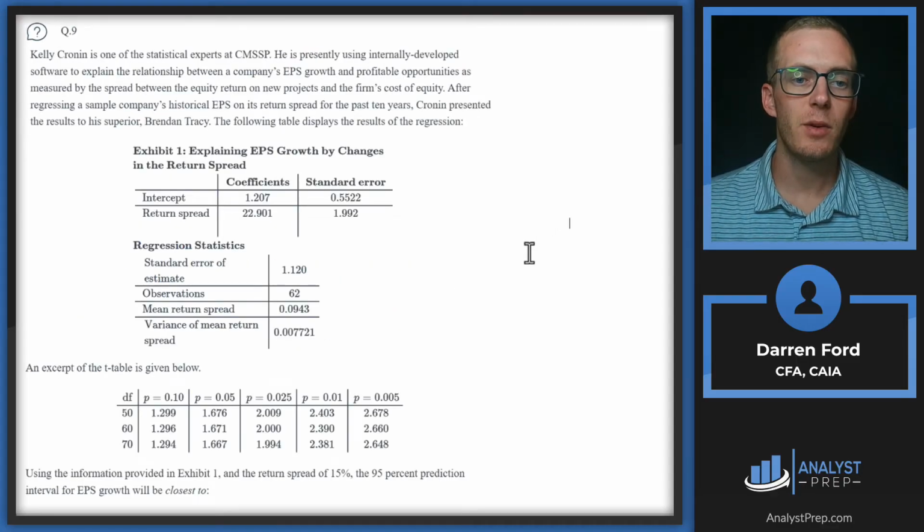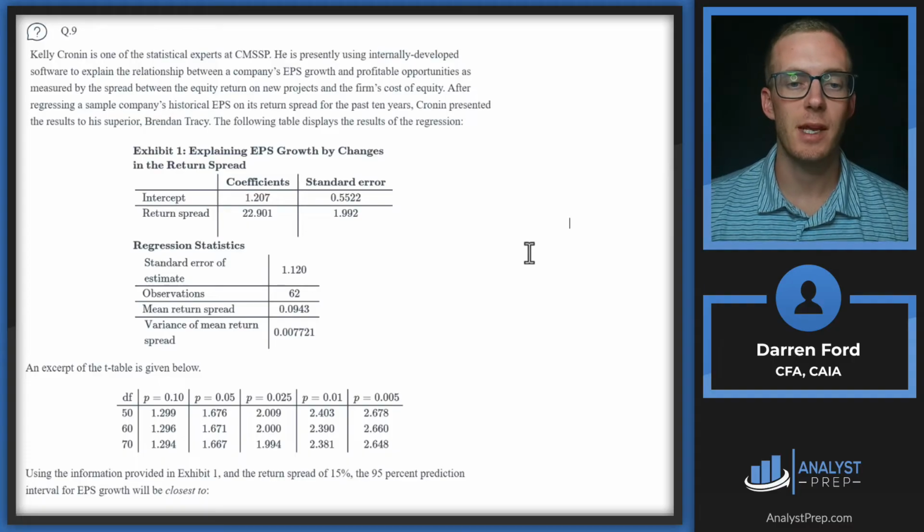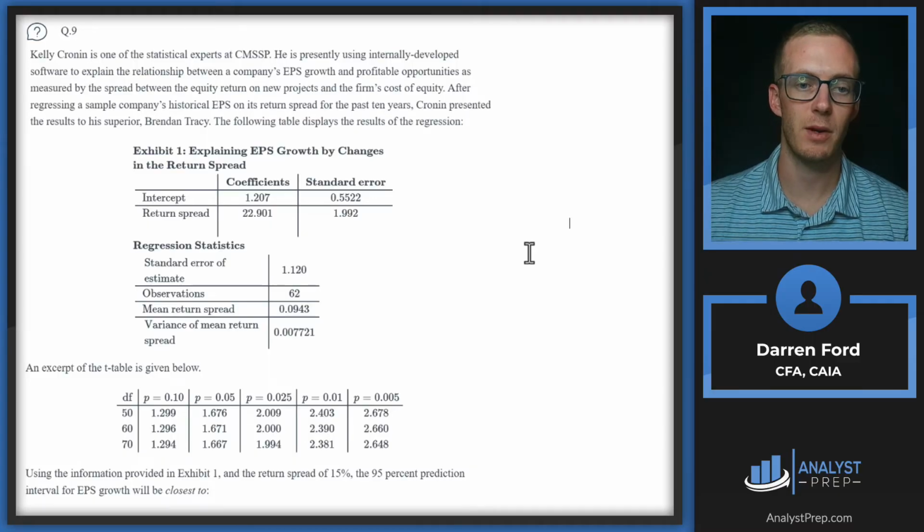Question 9. Kelly Cronin is one of the statistical experts at CMSSP. He is presently using internally developed software to explain the relationship between a company's EPS growth and profitable opportunities as measured by the spread between the equity return on new projects and the firm's cost of equity. After regressing a sample company's historical EPS on its return spread for the past 10 years, Cronin presented the results to his superior, Brendan Tracy. The following table displays the results of the regression.